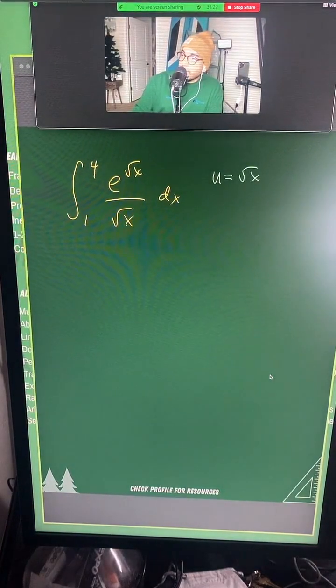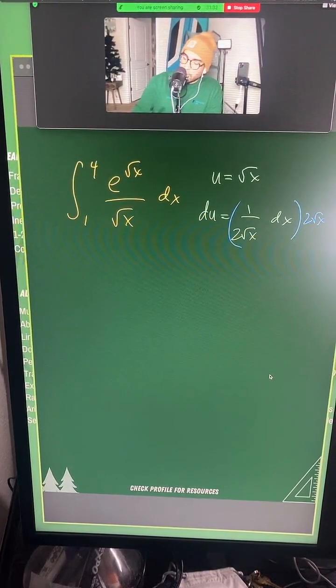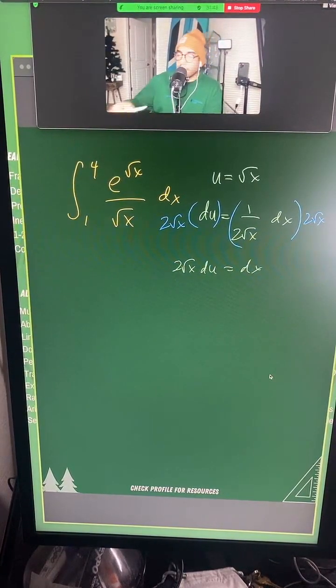Dora Cohen, definitely integration by parts. It'll come soon. So let's go ahead and do du is equal to 1 over 2 root x dx. Let's multiply the 2 root x to the other side. Which, by the way, guys, if you don't have the derivative of root x memorized, you gotta. It's so easy to do, and it definitely saves you a lot of time. So 2 root x du is equal to dx, okay?